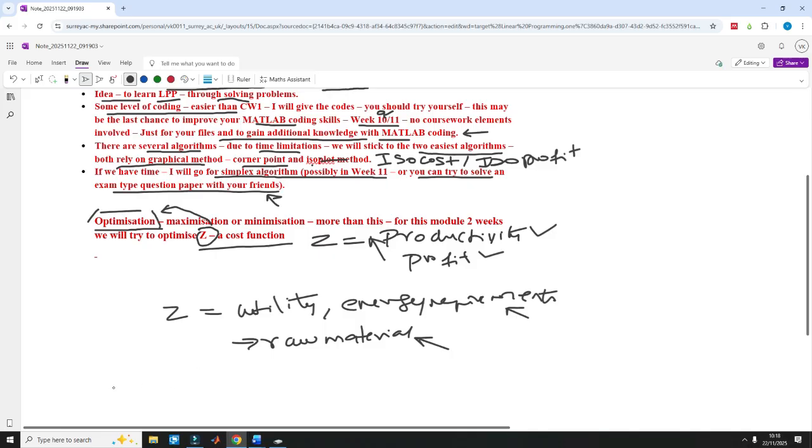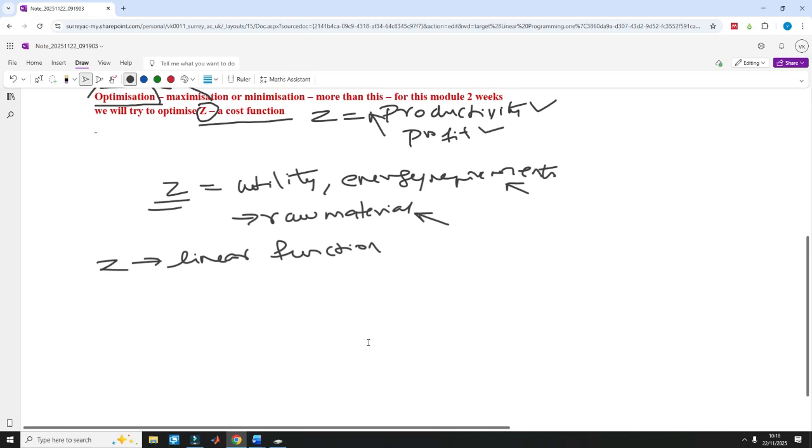For the next two weeks, which means I will record another video, in both videos all we are going to do is take some function z. This will typically be a linear function, and we are going to either maximize it or minimize it. So that's enough for the moment. Let's go to the topic of LPP, linear programming problem.